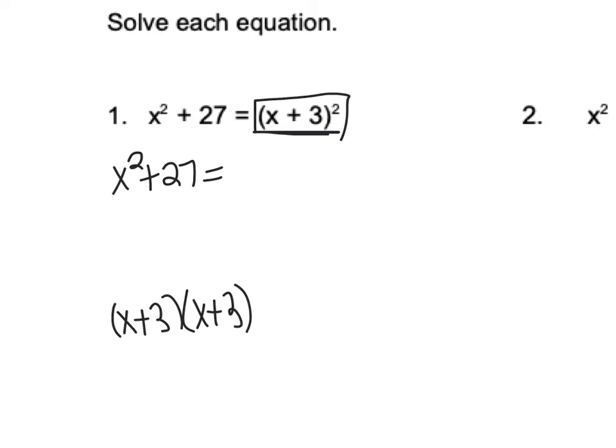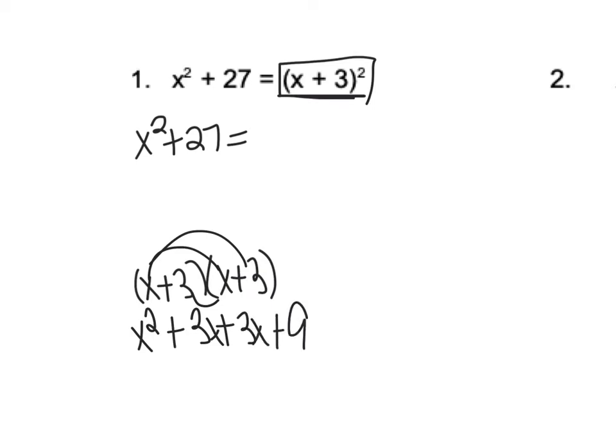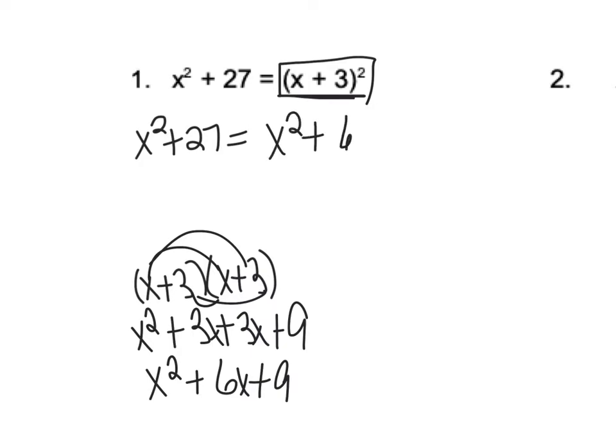X plus 3 squared is x plus 3 times x plus 3, which is going to be x squared plus 3x plus 3x, plus 9, because 3 times 3 is 9. So I'd have x squared plus 6x plus 9. So the other side of my equation is going to be x squared plus 6x plus 9.